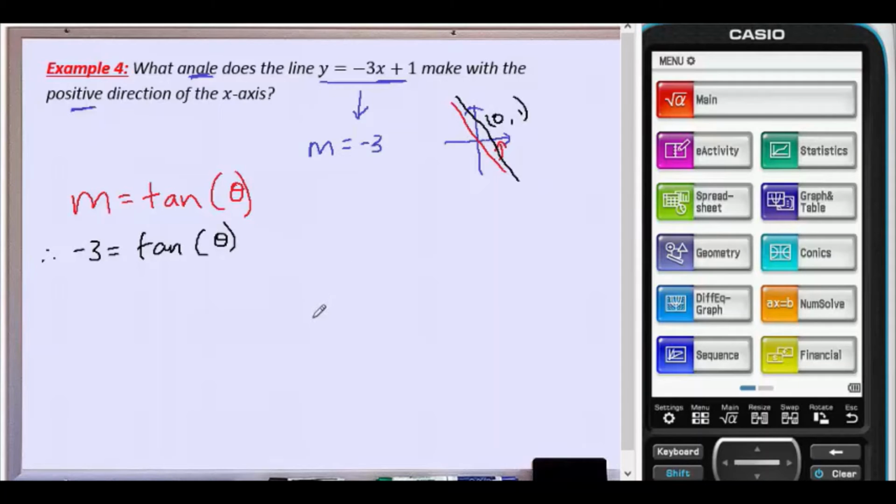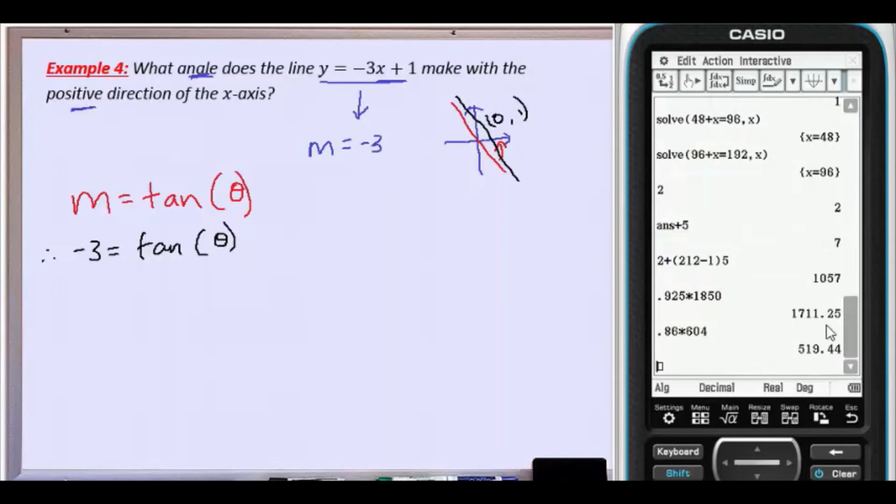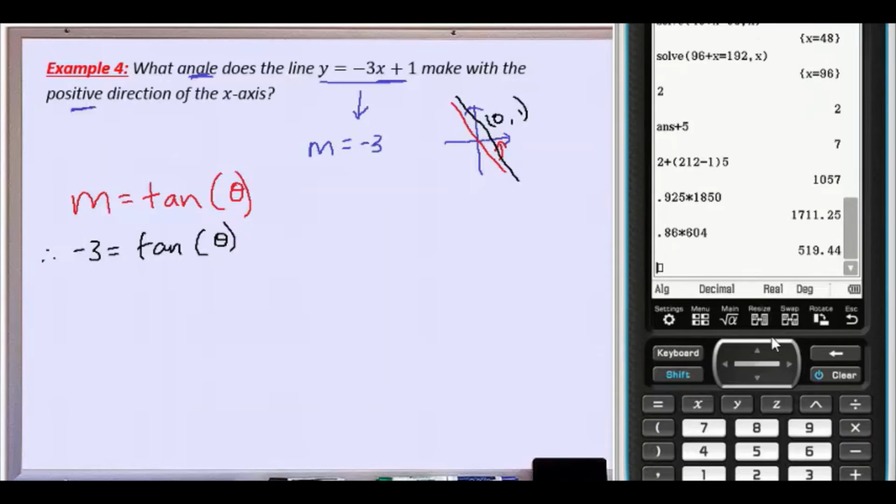Now, there are some angles you're meant to know off the top of your head, but this isn't one of them. So we can go into our calculator, Main, and make sure we're in degrees down here. Let's make it the other way because my calculator wants to use this value. So I can very easily write tan theta equals -3.